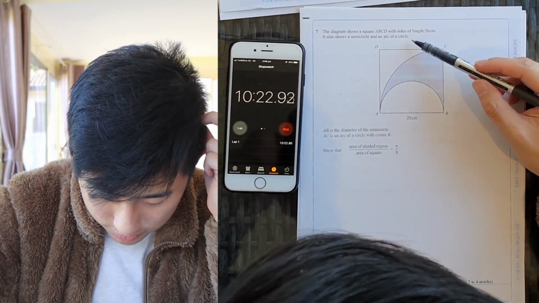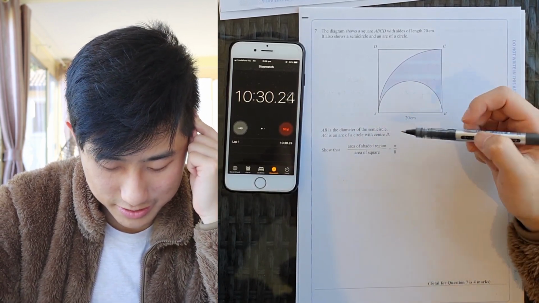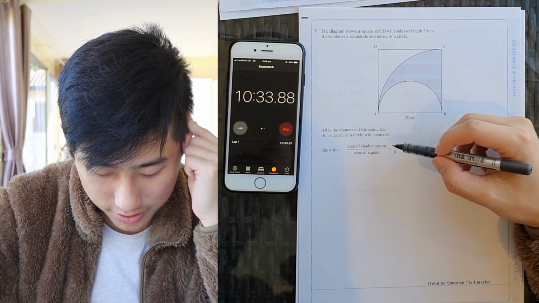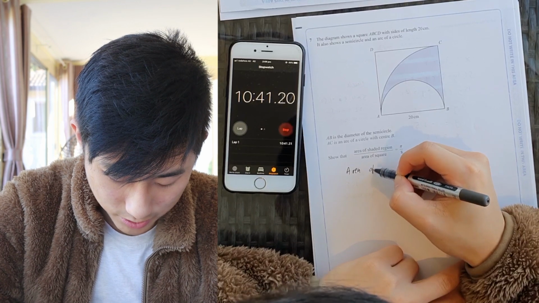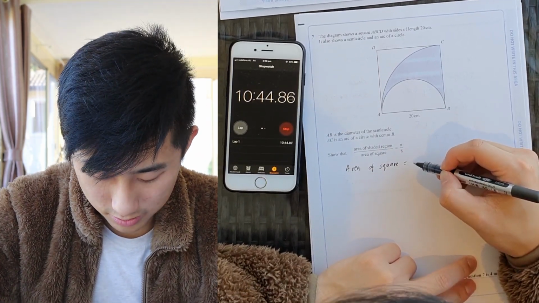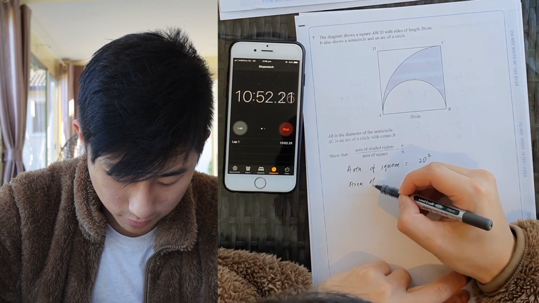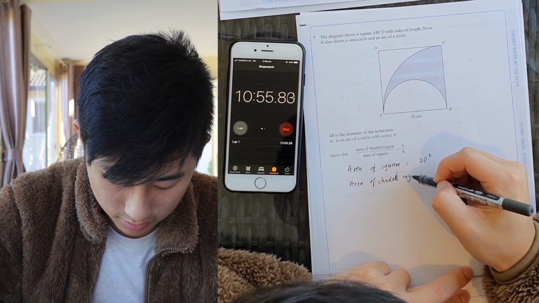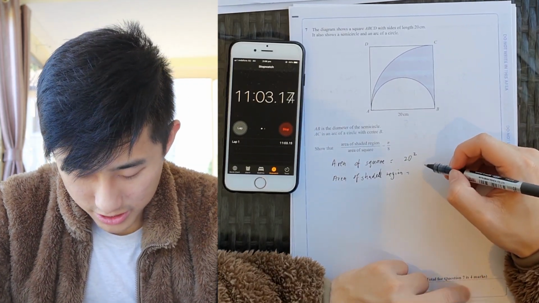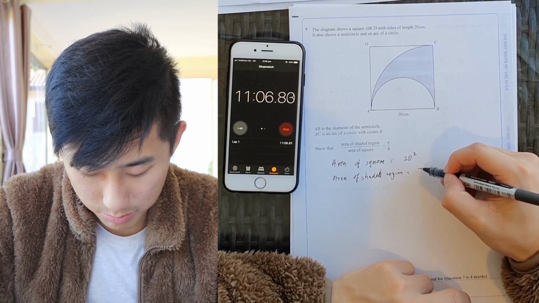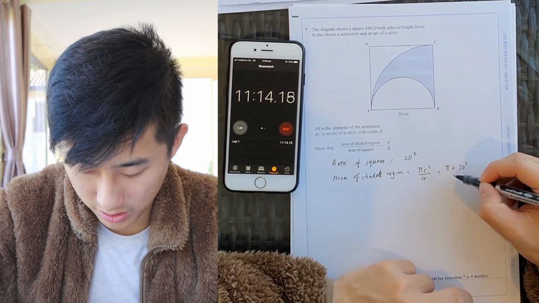The diagram shows a square, a circle, a semicircle. Okay, probably finding the area. AB is the diameter, AC is the arc. Area of shaded region over area of square. Area of square is easy, which is just 20 squared. Area of shaded region is ACB, that quarter, so it's pi r squared on 4, since we're taking a quarter only, which is pi times 20 squared on 4.